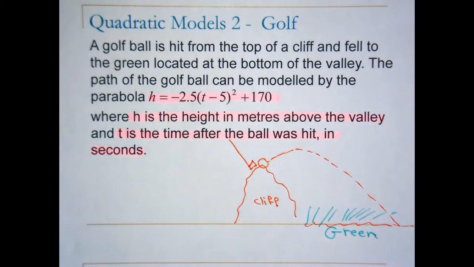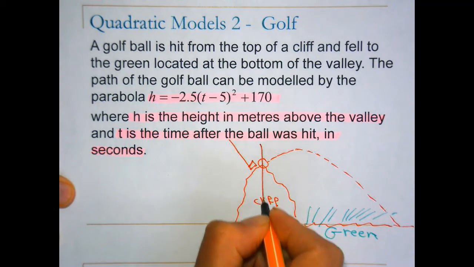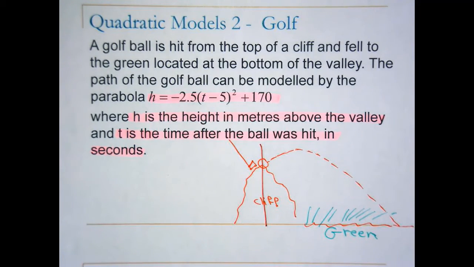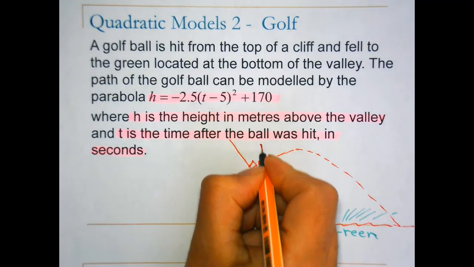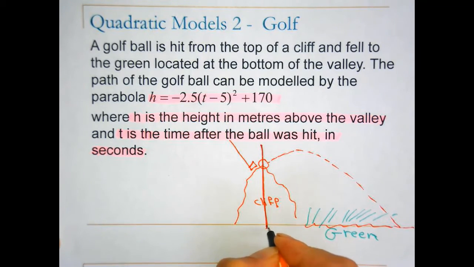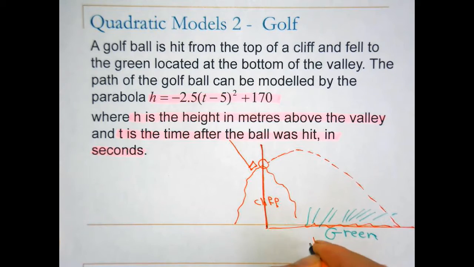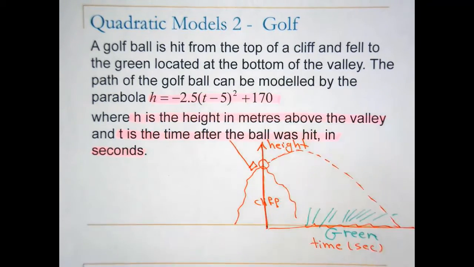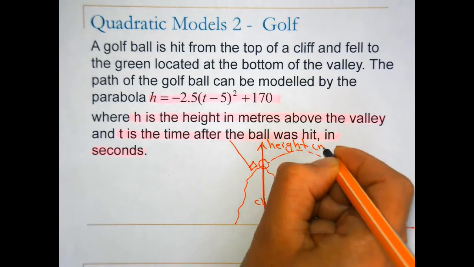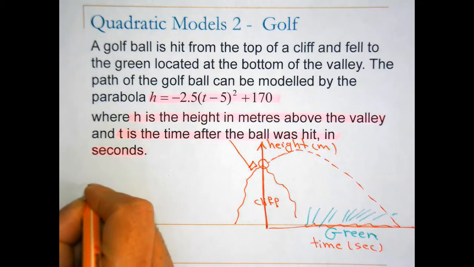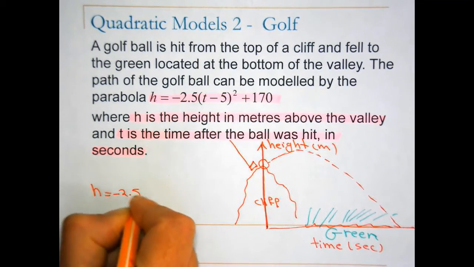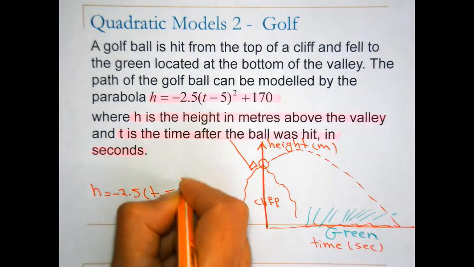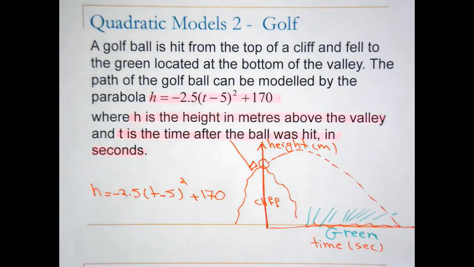Now, what we have here is time as our independent variable, in seconds, and here we have the height as our dependent variable. So I'm going to write this here: h equals negative 2.5 (t minus 5) squared plus 170.